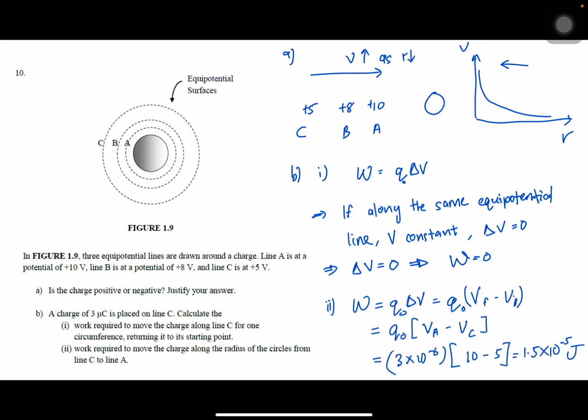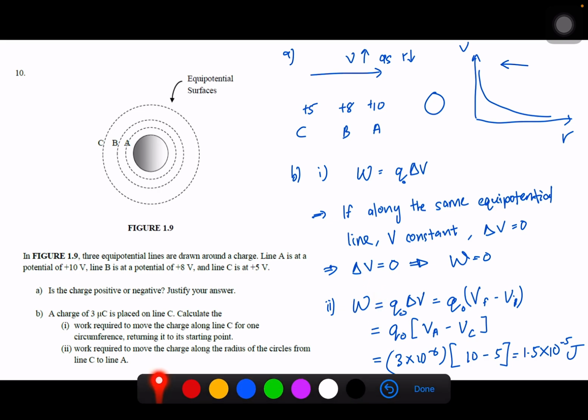Okay, the second part, they want to calculate the work required to move charge along the radius of the circles from C to A. Obviously, if you want to calculate work, you can use Q naught delta V. Here delta V means final minus initial, potential final minus potential initial. In this case, final is at A, initial is at C. So you have to read the question carefully. Line C to line A means C to A. So VA minus VC.